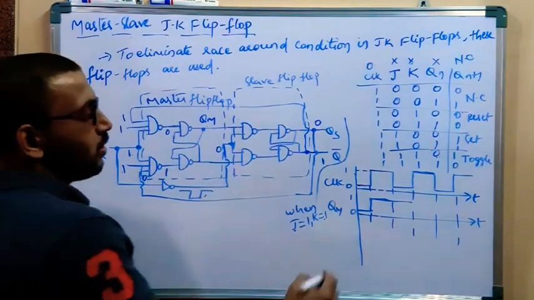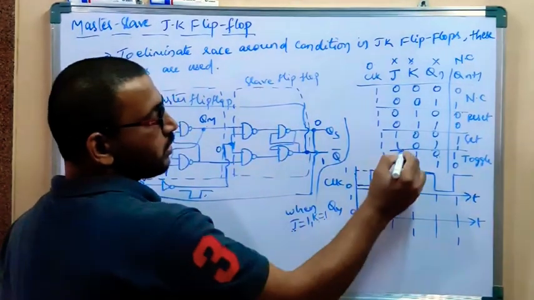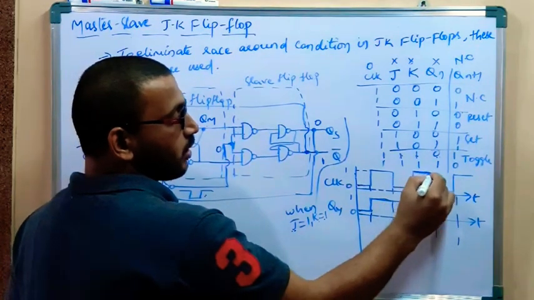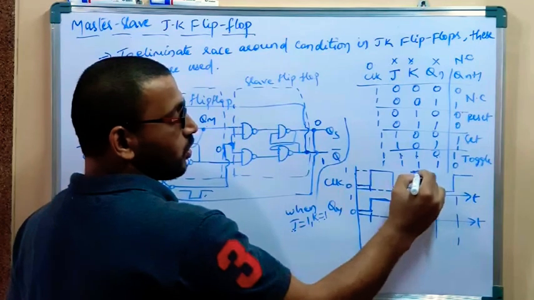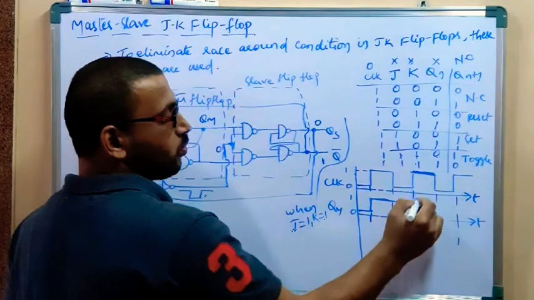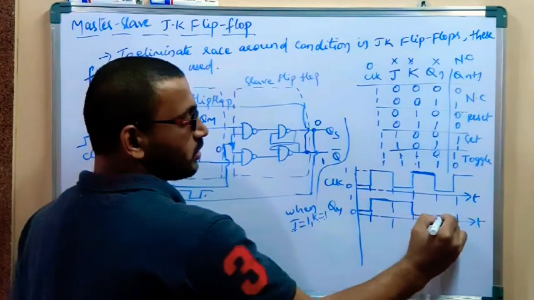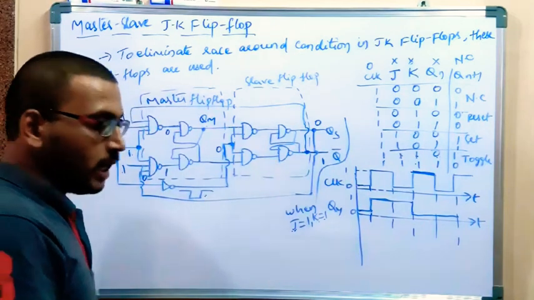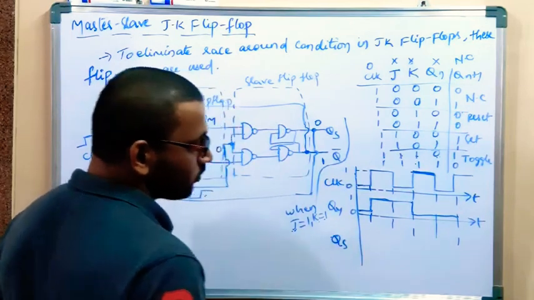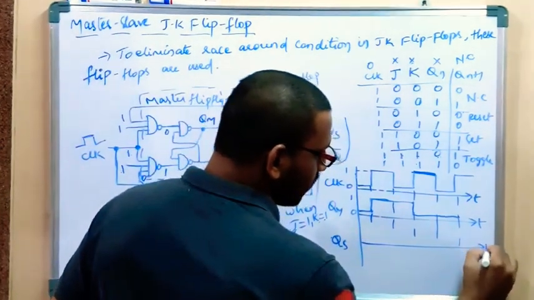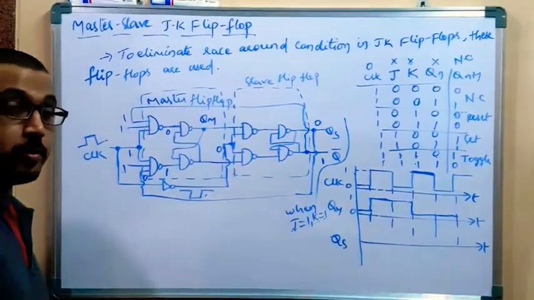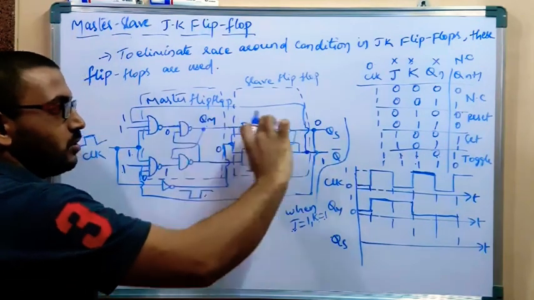Now let us see. So for J is 1, K is 1, past output is 0, the next state is 1, and again here positive level of the clock pulse appears. J is 1, K is 1, past output is 1, the next state is 0, right? So now I will draw slave output. What slave does? Simply slave copies the master.